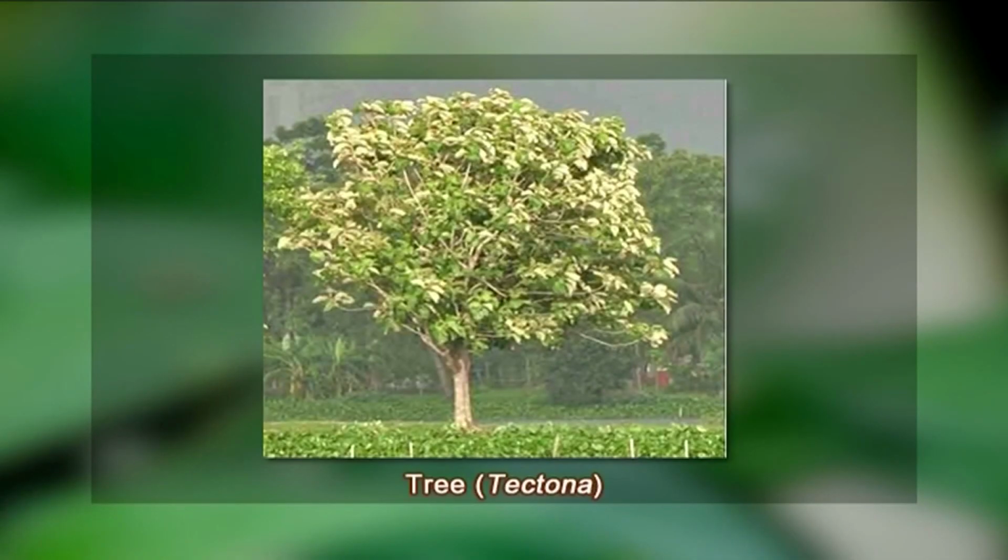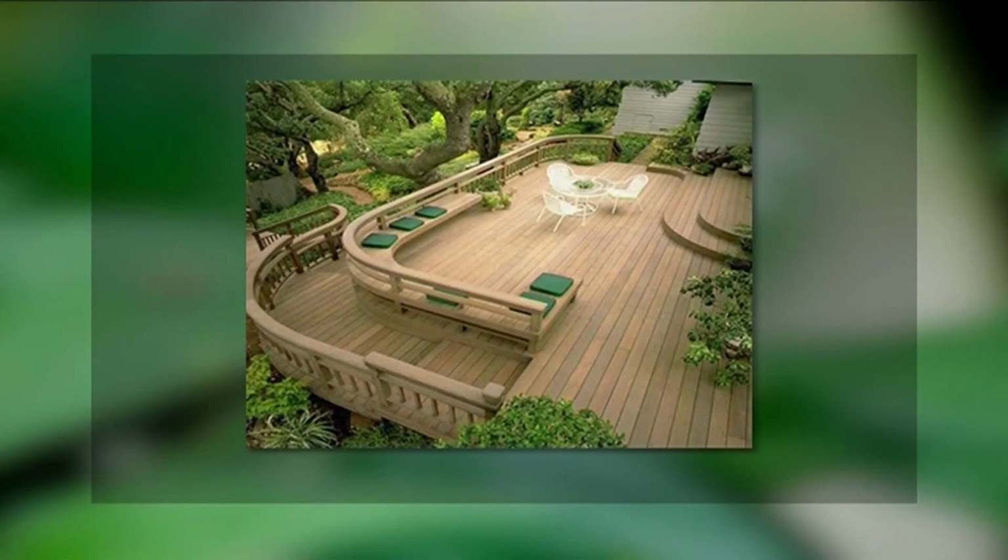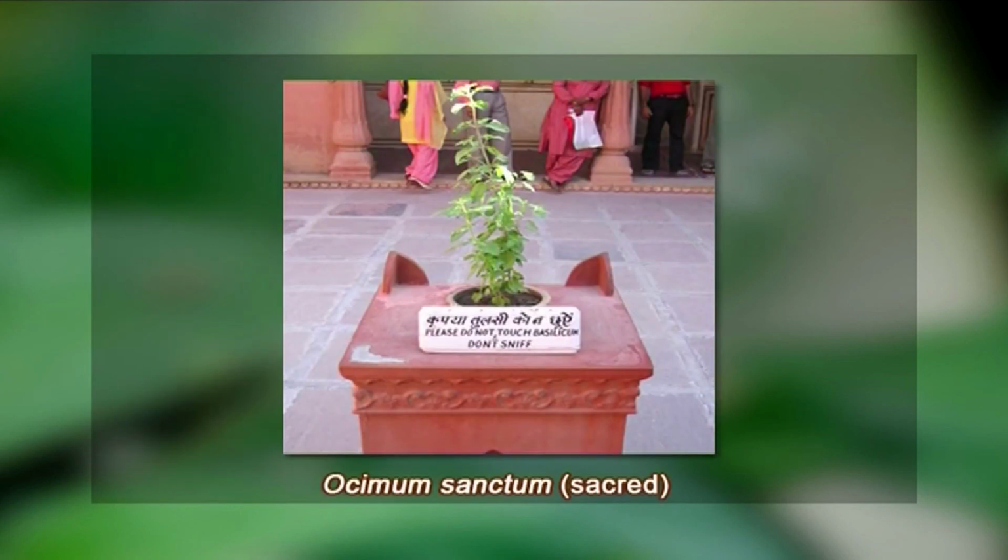Teak, a very important timber plant, scientific name Tectona grandis, is an important tree that is widely used in construction and the furniture industry. This teak belongs to family Lamiaceae. Then basil, scientific name Ocimum sanctum, is considered a sacred plant by Hindus in India.